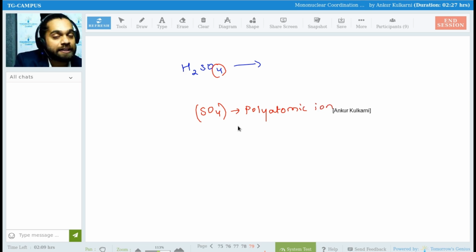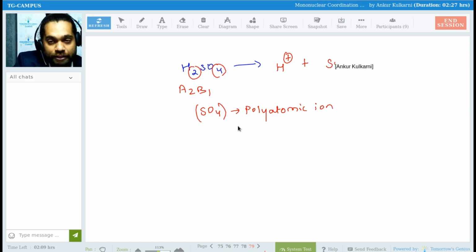Okay, so again, this is your A2B type of complex. Kevin, this is your A2B type of complex. So what will happen? B's charge goes on top of A, that is our H over here. So H+, this 2 will go on top of SO4, SO4 2-. And how many H+ do we have? We have 2 H+. Is it clear, Kevin? Is it clear, everyone?